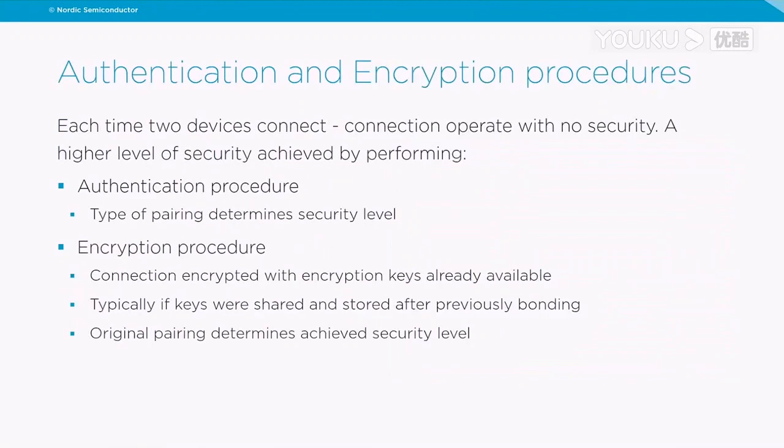So you have a couple of procedures that are good to know about. You have authentication and encryption. Each time two devices connect, the connection operates with no security. Then a high level of security can be achieved by performing an authentication procedure. Here the type of pairing determines the security level. You have some different methods, and those result in different security levels.